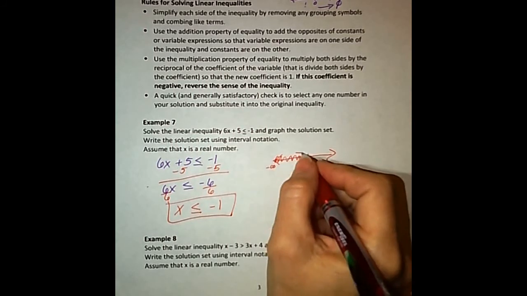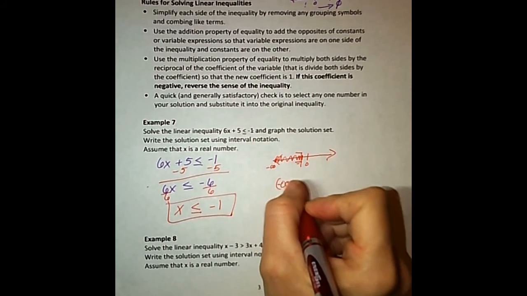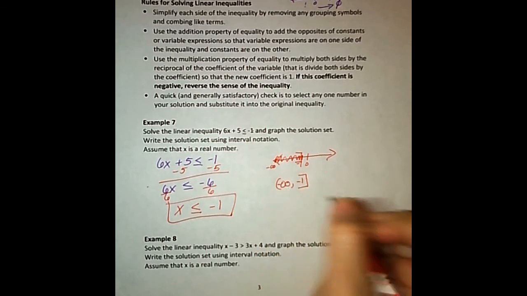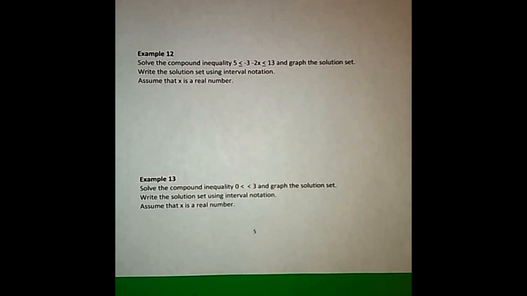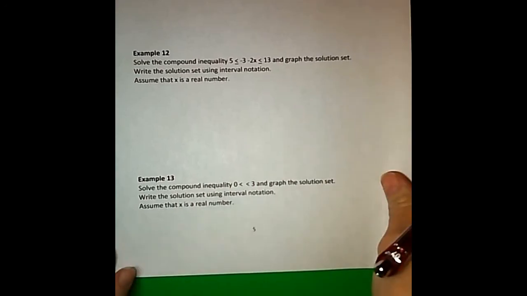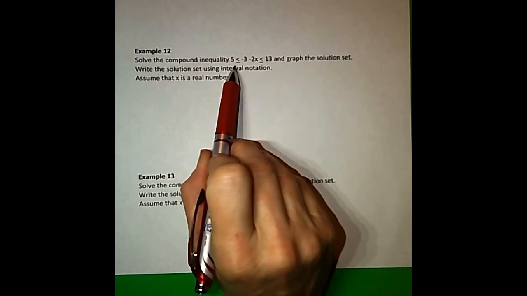It's got an equal to sign, so it gets a bracket. So when I write this in interval notation, there's my interval notation. I'd like to do example 12 to give you something a little bit different than what we've been doing. What I notice here is I have a little bit going on.